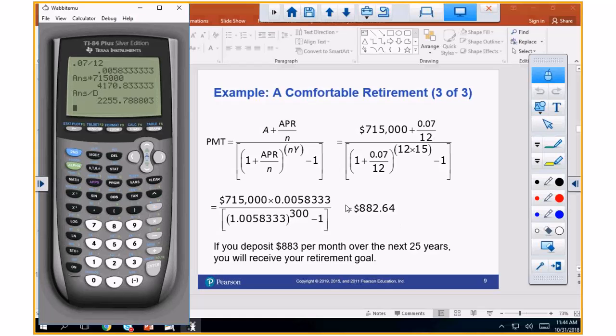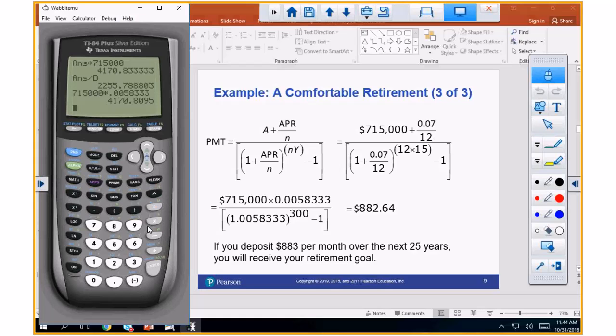Now I don't know if that's what they did here, but that's what I'm going to do. I'm going to do it longhand. 715,000 times 0.0058333. Is that right? Mm-hmm. Enter. That's the same thing I got. Okay? Everybody agree that's the same thing that I got right there? Okay? Now let's do the bottom.